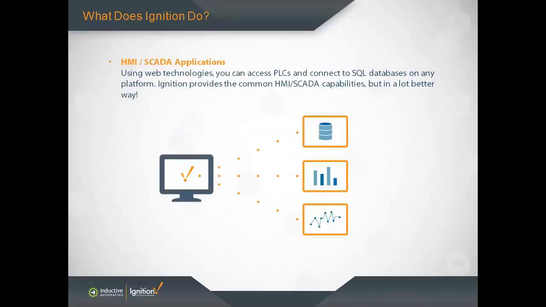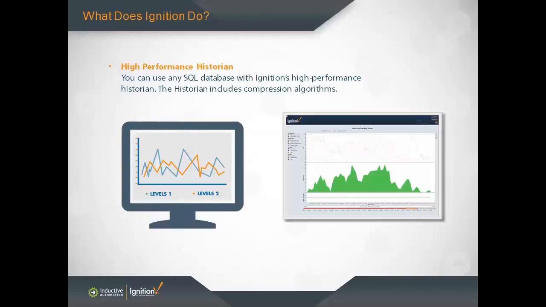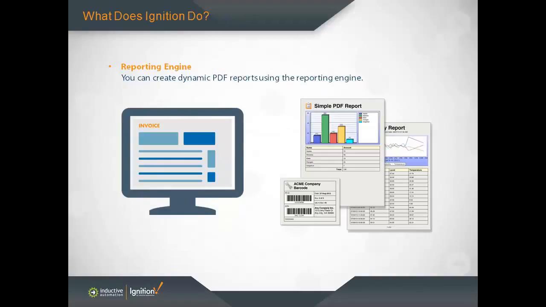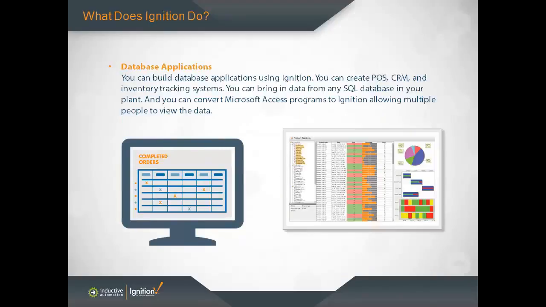Ignition can do a lot of different things. Of course, it can do the HMI SCADA functionality. We have a built-in high-performance historian, where you can log data to any SQL database. That includes compression algorithms. It has a reporting engine built in to create dynamic PDF reports. You can build database applications where you're simply a front end to a database, such as a POS, point of sale, or a CRM, customer relationship management system, and even inventory tracking systems. Some customers like to convert Microsoft Access programs to Ignition, allowing multiple people to view the data.